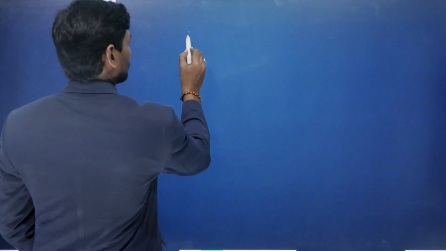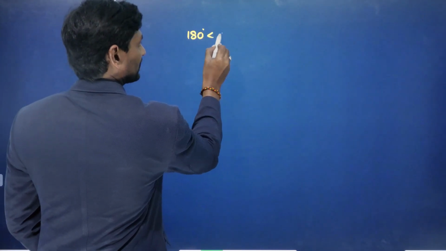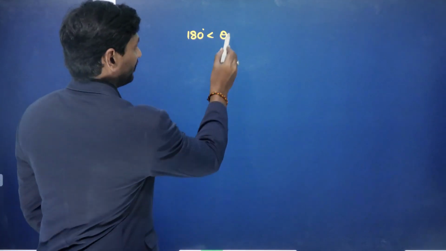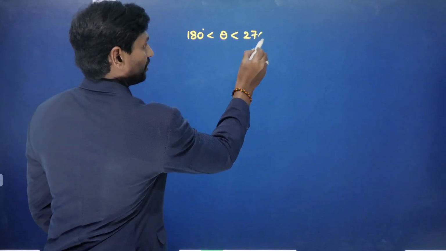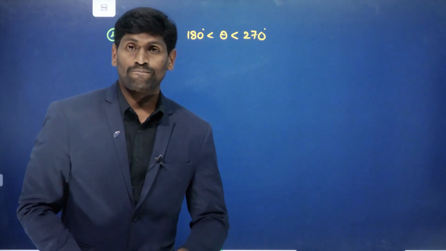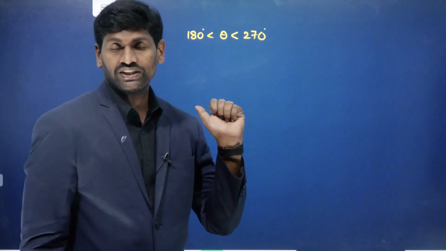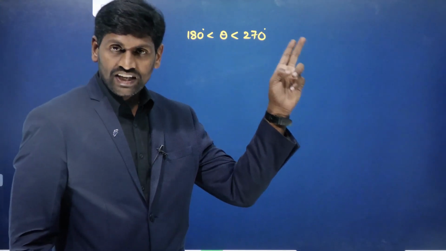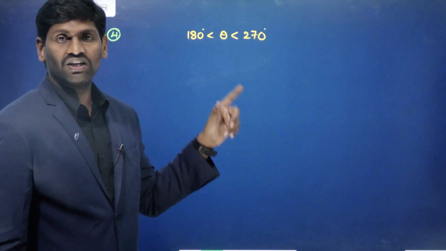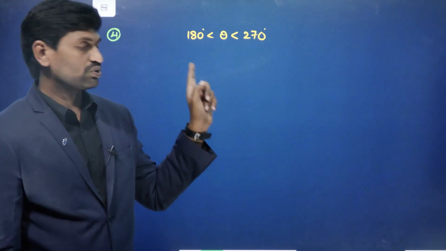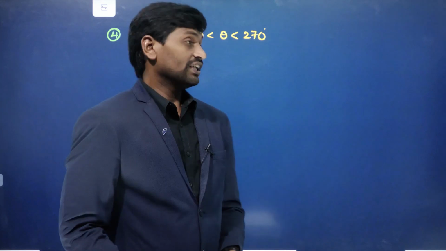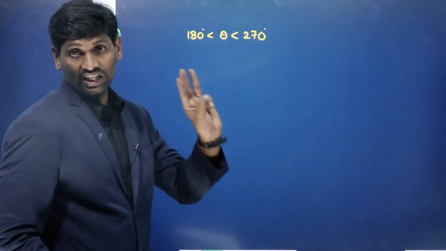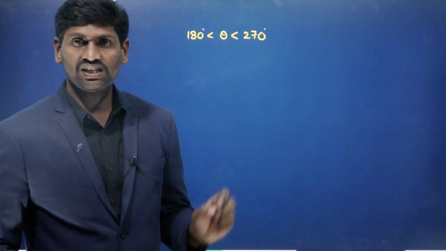The fourth problem: theta is between 180 degrees and 270 degrees. The theta value is exactly between 180 degrees and 270 degrees. Between 180 and 270 means which quadrant? From four quadrants, which quadrant will it be? Third quadrant. Am I right? First quadrant 0 to 90, second quadrant 90 to 180, third one 180 to 270, and fourth one 270 to 360. That means here the angle is in the third quadrant.